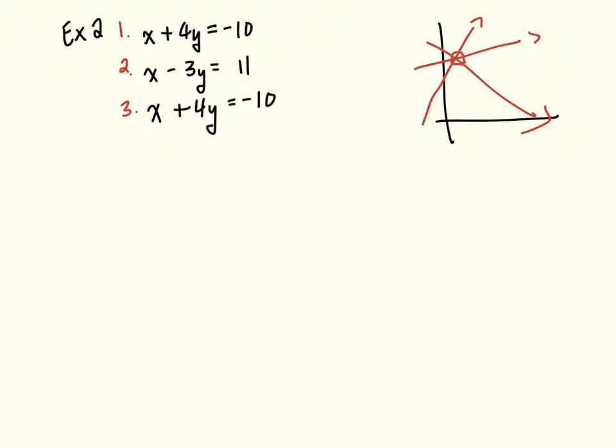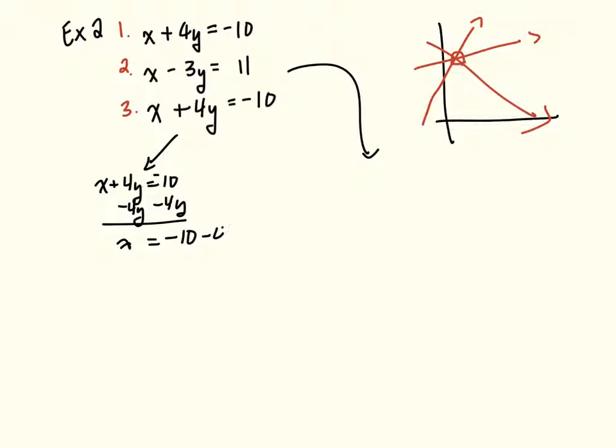Okay, so the process is actually kind of similar to the previous question, and I'm going to show you what we're going to do here. In this case, I'm going to take equation 3 and equation 2, and I'm going to rewrite them, solving for x, or making x equal to something. So x plus 4y equals negative 10. If I subtract 4y from both sides, then what I get is x equals negative 10 minus 4y.